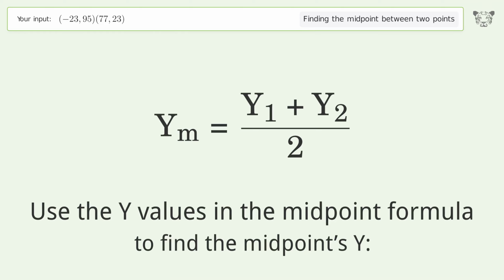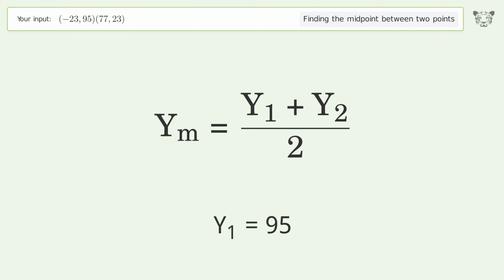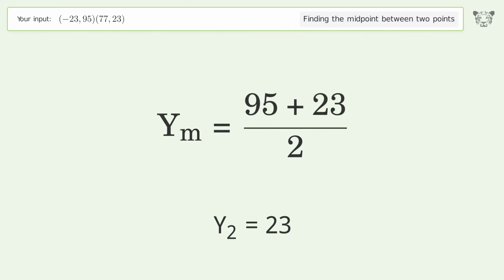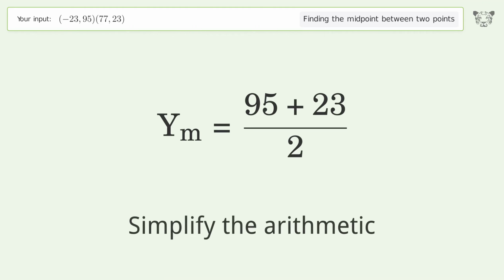Use the y values in the midpoint formula to find the midpoint's y. y1 equals 95. y2 equals 23. Simplify the arithmetic.